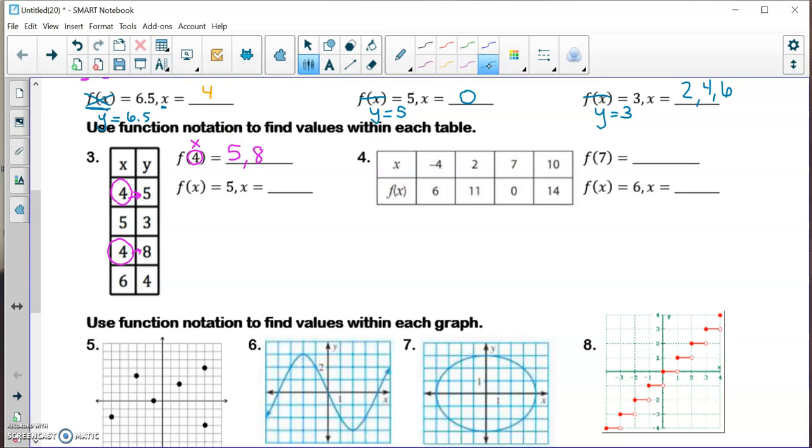All right, looking at f of x is equal to 5 is basically the same thing as saying y is equal to 5. So looking at my y value, that's 5, that's this one here, and the x value that's paired with that is 4.